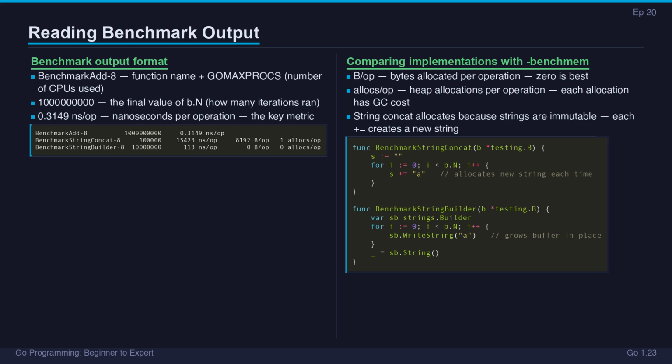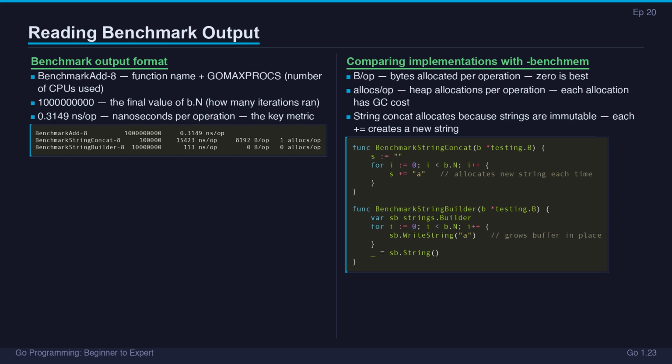Nanoseconds per operation. For comparison, a nanosecond is a billionth of a second. Modern CPUs run at 3 GHz, so a single clock cycle is about 0.3 nanoseconds. That Add benchmark is telling you the function executes in roughly 1 clock cycle. It's essentially free.